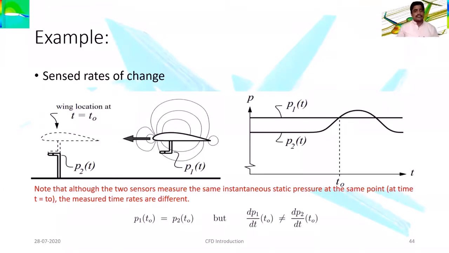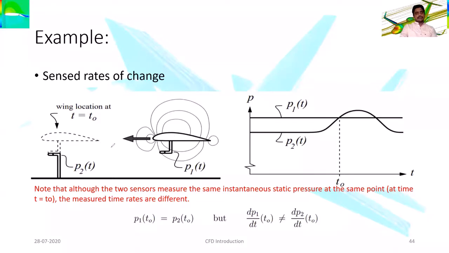So here I have taken an example of the sensed rate of changes. I think everyone is very clear about what exactly a wing is. We all know that air moves around the wing. If we consider that wing as static initially, as in the representation in this video, one pitot tube is measuring pressure as a probe. That is represented as P2 of t, the pressure measured on this pitot tube, at the wing location at time t equal to t naught.